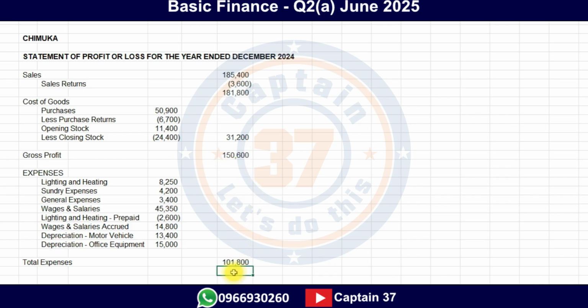And so it is this amount subtract this amount. What does it give us? It gives us 48,800, and this is our net profit. So this is the starting point. This is what a student needed to have done for the first part.